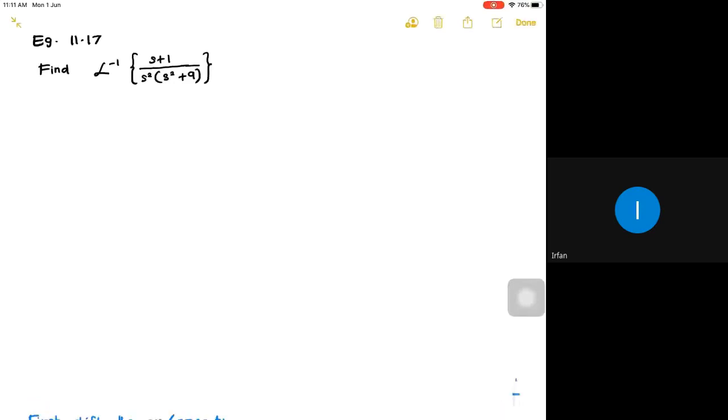Okay, so I will solve this equation. First I want to simplify this equation, this one. So (s plus 1) over s square times (s square plus 9). So this one can be simplified.